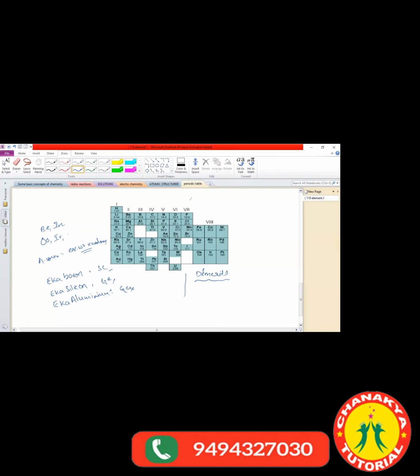What is the second point? Sir, he didn't explain the isotopes. He didn't give the position of the isotopes. What is meant by isotopes?